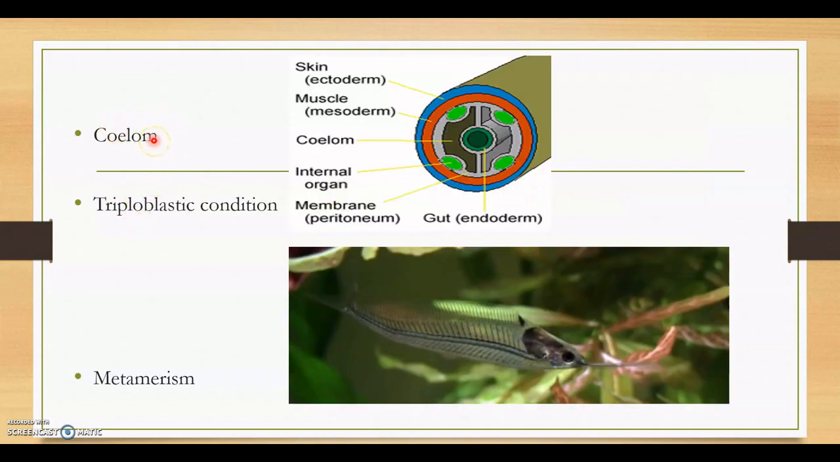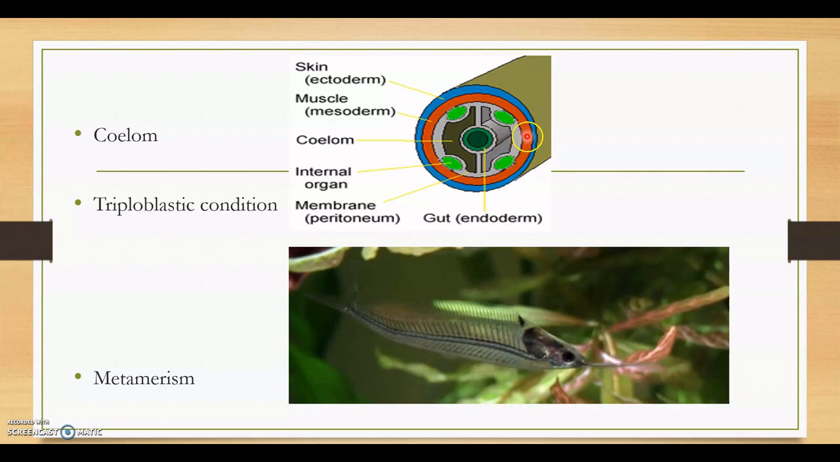Okay, now the next one is what? The coelom. Coelom is a cavity which is lined by mesoderm. And what is the triploblastic condition? Triploblastic condition means three layers are there. So outermost ectoderm, middle mesoderm and innermost endoderm. Clear? If any organism in their embryonic period has the three layers, endoderm, mesoderm and ectoderm, it is called a triploblastic animal.